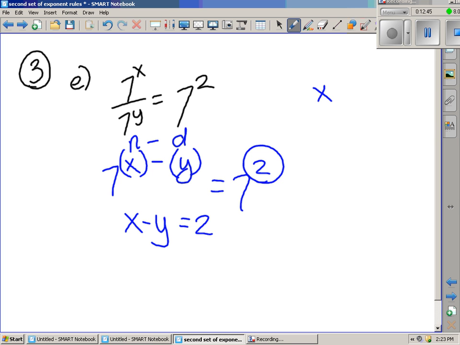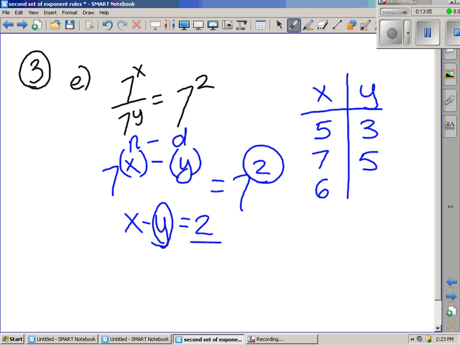So we can use any combination of x and y as long as the result is 2. So we could say that x equals 5, and 5 minus what would give us 2. So hopefully you would know that that's 3. So we could have 5 minus 3, that would give us 2. We could also use 7 minus 5 would give us 2. 6 minus 4 would give us 2. 200 minus 198 would give us 2. So any combination of x and y that would give you a result of 2 will work.